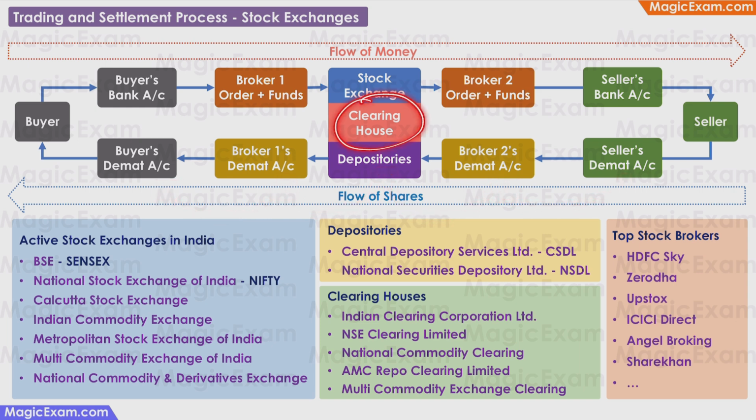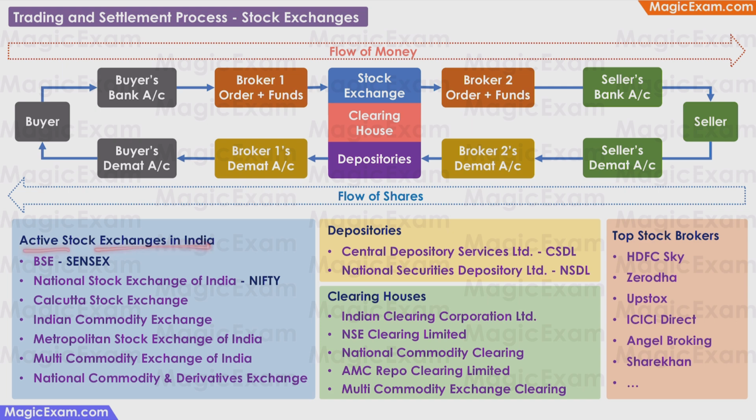Clearinghouses are like middlemen who make sure that the buyer gets the shares and the seller gets their money. Examples include the Indian Clearing Corporation and the NSE Clearing Limited. Depositories are like banks for your shares. All Demat accounts are actually opened in a depository. The two main depositories in India are CDSL, that is Central Depository Services Limited, and NSDL, National Securities Depository Limited. The depositories are constantly connected to the clearinghouses.